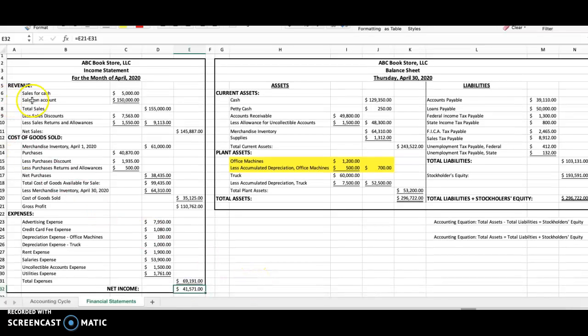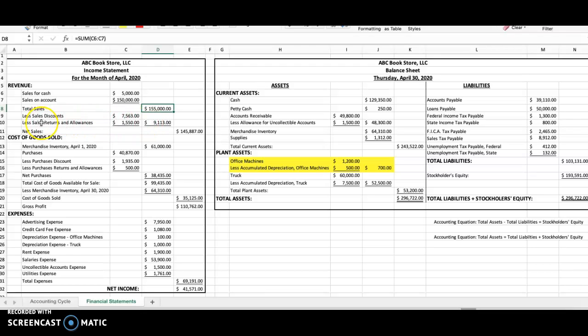Let's go back up to our revenue section. We now have a division of sales. We have sales for cash, 5,000. We have sales on account, 150,000. So we see that the revenue is of two kinds. Most of it is sold on account. Total sales then is simply an addition of the two.